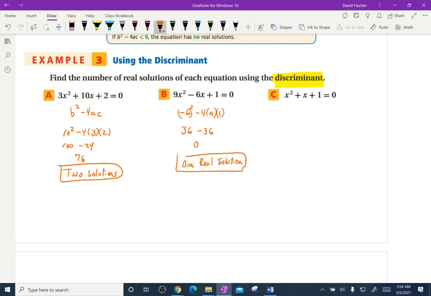Let's try this one. It's not b squared. I'm back to the quadratic equation automatically in my head. So we got 1 squared minus 4 times 1 times 1. That's 1 minus 4, that's a minus 3. So in this one, we don't have any zeros because it's less than 0.